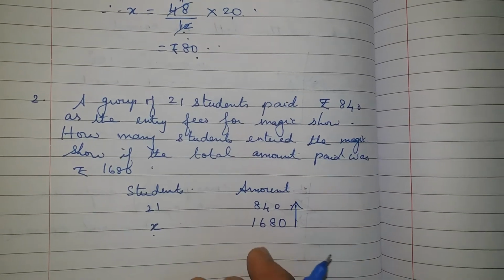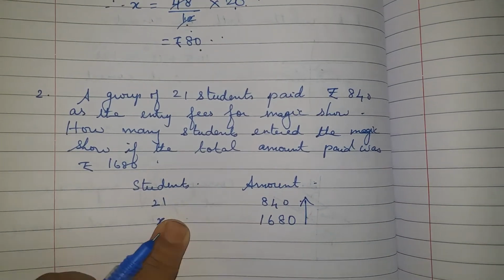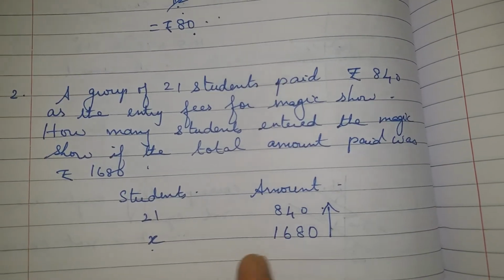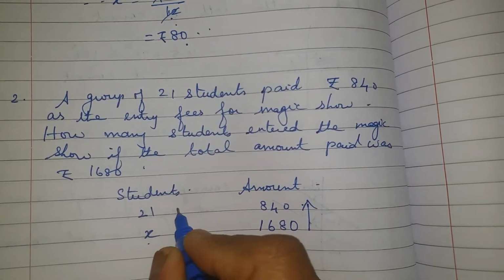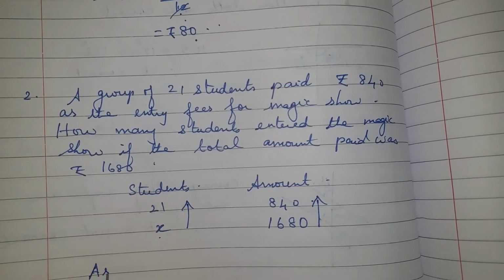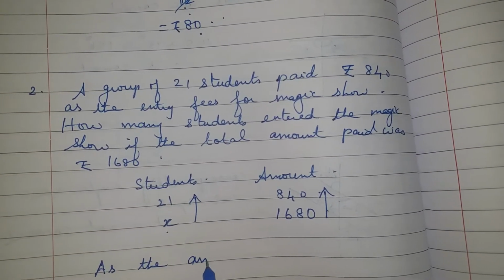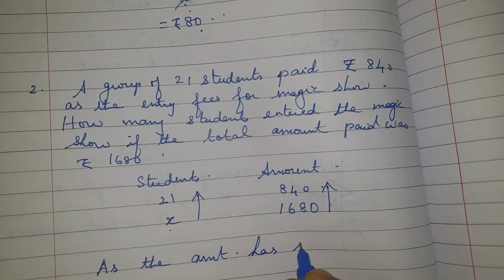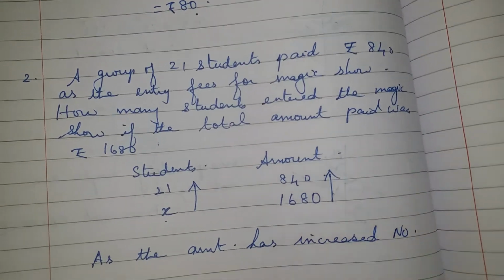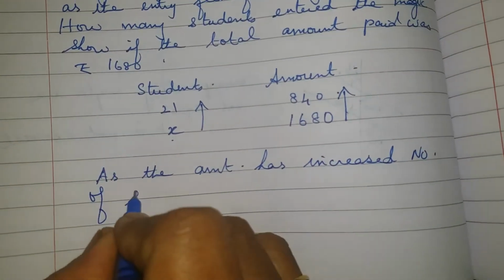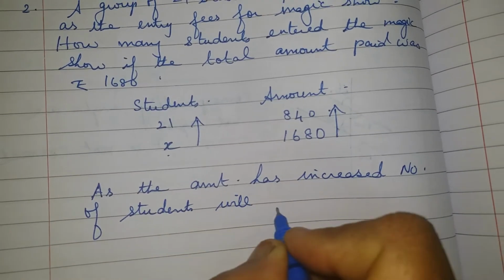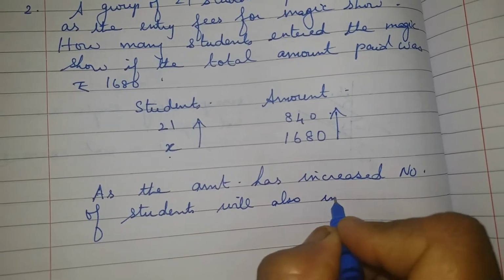You have to find out, as I told you, number of students and amount. Compare with the value which is given for you. The amount has increased from 840 to 1680. Therefore the number of students will also increase. So it is direct variation. So you have to write: as the amount has increased, the number of students will also increase.